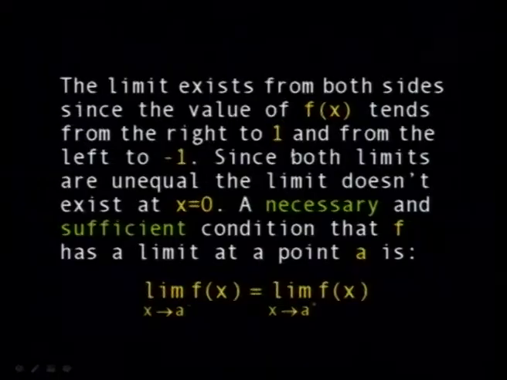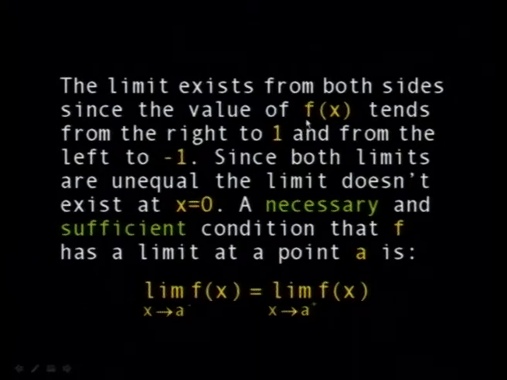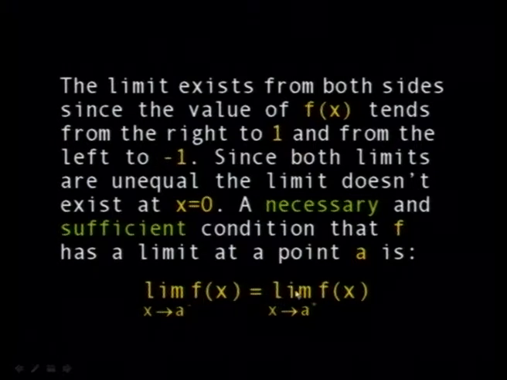So the limit exists from both sides, and the value of f of x in this example tends from the right to 1 and from the left to minus 1. Since both limits are unequal, the limit does not exist at x equal to 0. So we come now to an important definition of limit. A necessary and sufficient condition that f has a limit at a point A is that the limit from the right hand side is equal to the limit from the left hand side. So if this happens, then you say that the function has one definite limit and that the limit of the function exists.